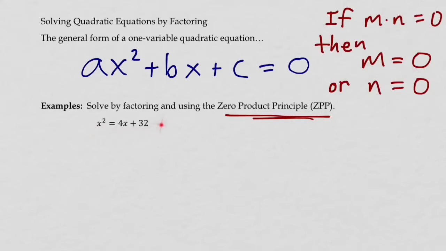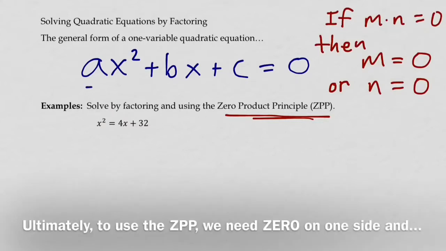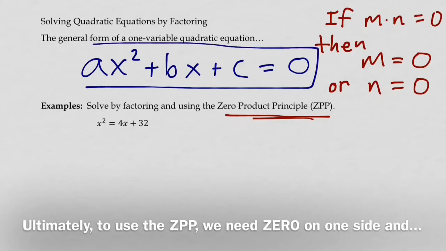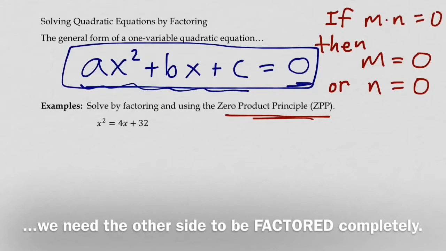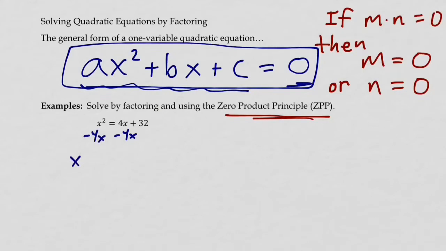So let's take a look at the following example. I'd like to solve this equation using factoring and the zero product principle. In order to do so, I need the equation to be in the general form, where all non-zero terms are on one side and zeros on the other. So let's start by subtracting 4x from both sides, and also subtracting 32 from both sides of the equation. That gives us x squared minus 4x minus 32 equals 0.